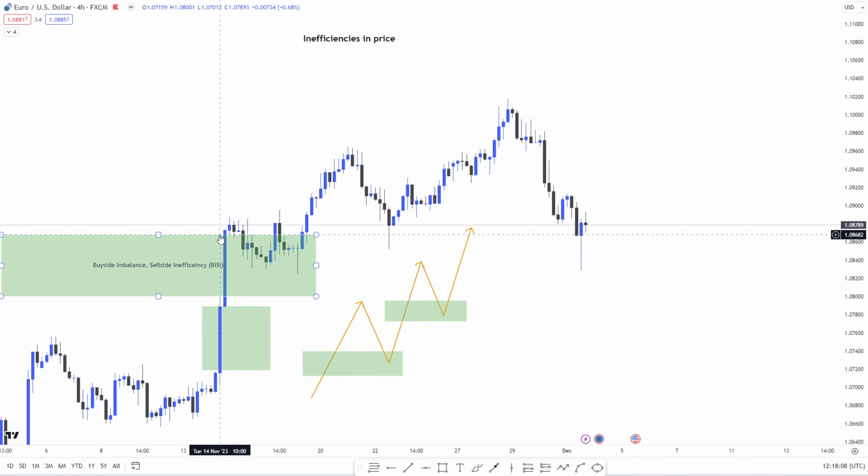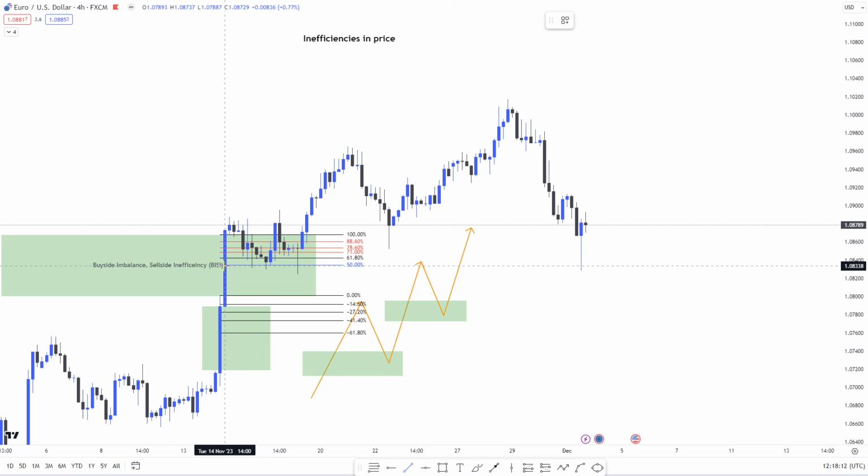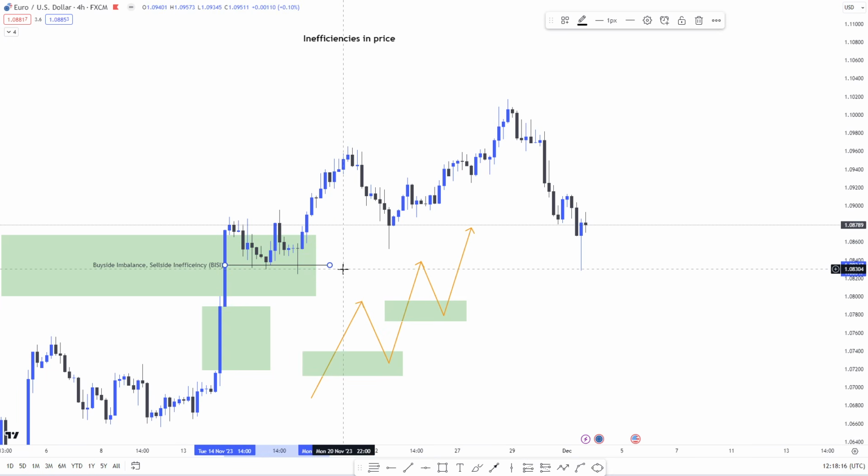And because price is equilibrium, price can respect levels of 50%. So you can see there 50% of the BISI was respected. So once that has been respected, we can then understand that price can go, and this is just basically telling you this is an extremely bullish market. Okay, this is an extremely bullish market. And these areas look to get respected all the time.